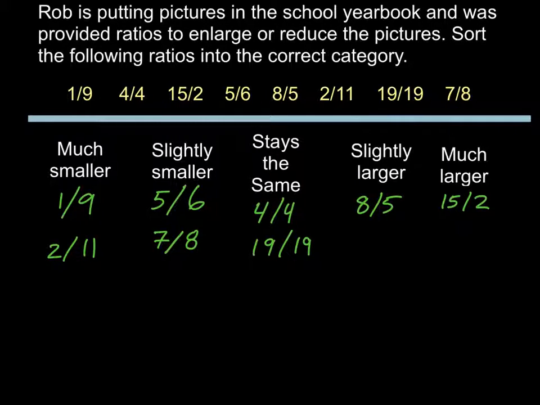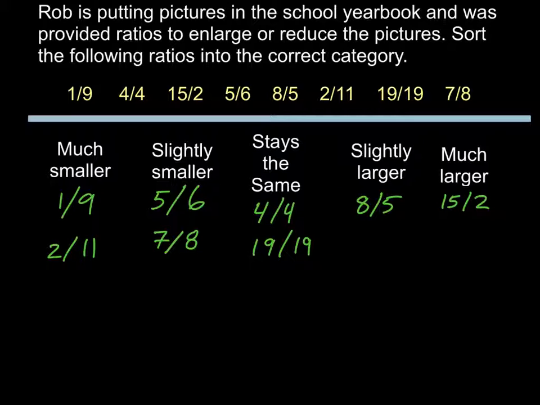Okay, and here's how I sorted each of them. As I said, much smaller is 1/9 and 2/11. I said slightly smaller is 5/6 and 7/8. 4/4 and 19/19 stay the same. I put 8/5 as slightly larger. You could argue that it should go into much larger, but in relationship with the other ratios that I gave you, I'm going to put it into the slightly larger category. And then I have 15/2 as much larger.